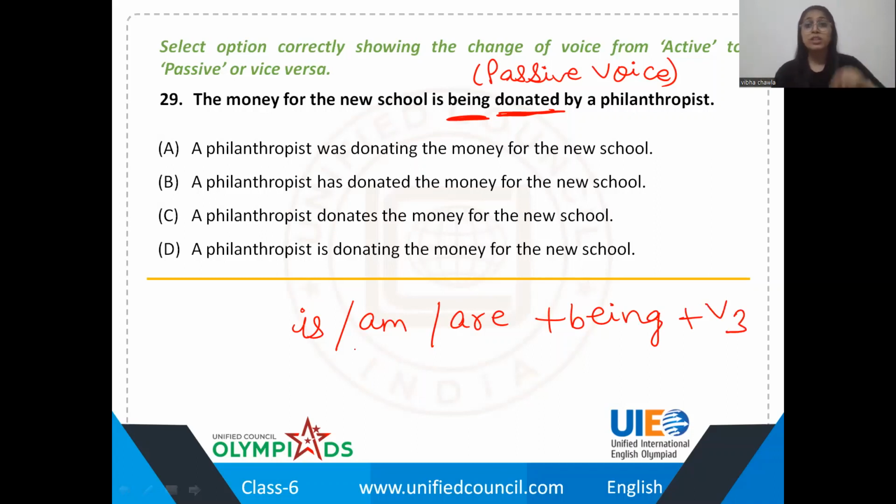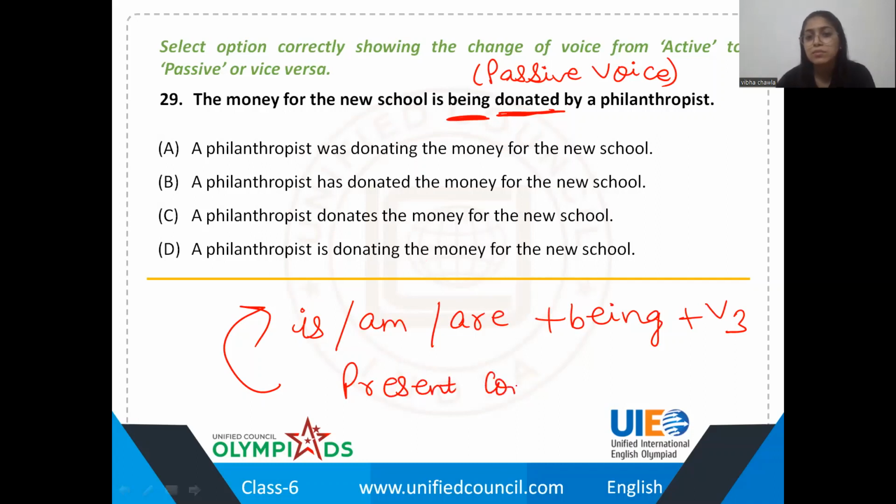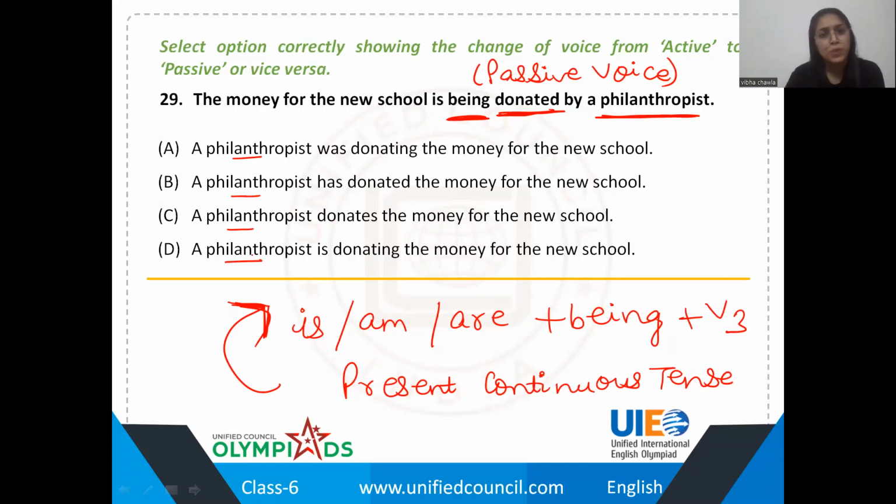Now you have to see which tense forms passive like this. So it is present continuous tense. Okay. In active voice, it should be present continuous tense, of which the passive becomes like this: is, am, are, being, and V3. Now see, the money for the new school is being donated by a philanthropist. So definitely this should be the subject of active voice. All of these options have this as a subject only. All right, no worries. Now we'll check the tense. We have to pick the present continuous one.